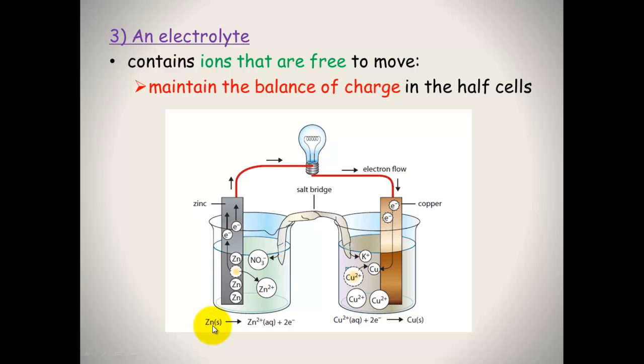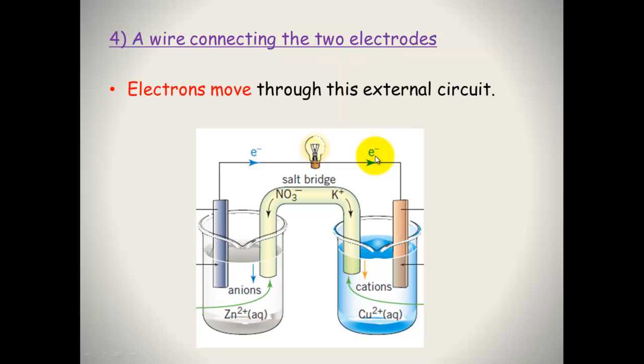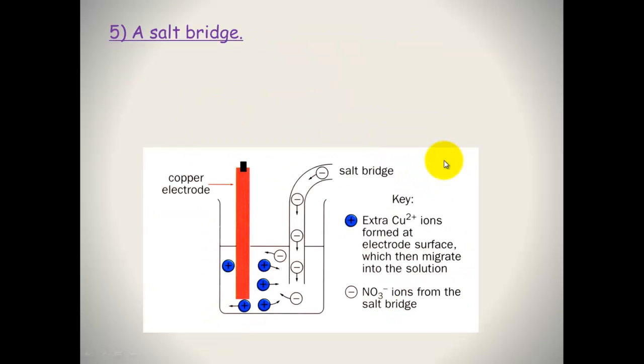Here again, zinc solid is forming Zn2+. The solution would be charged positive, but the negatively charged ion from the salt bridge comes in to balance that out. On this side it's losing positive charge, so the positive ion comes down to balance out that charge. The fourth thing we need is a wire connecting the two, and that's all we basically need. And here it shows a light bulb, because there's electricity, or electrons, passing through that, and it's just for the electrons to move.